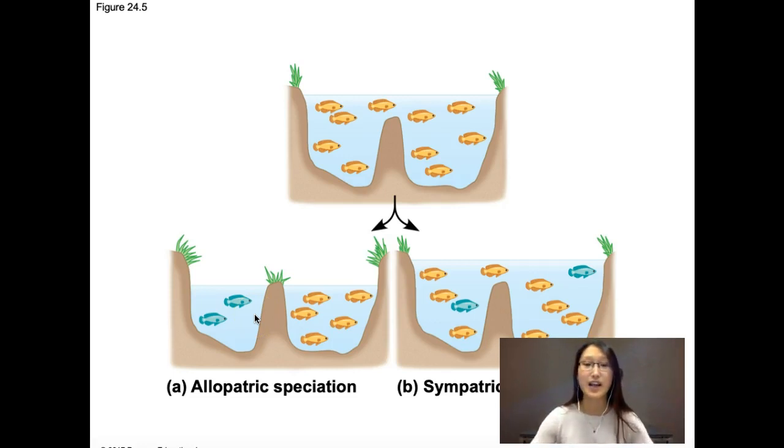Sympatric speciation happens when the original population becomes two different species without the geographical barrier. So there's still gene flow that can potentially happen, but for some reason, there's enough changes between certain individuals within the population that they eventually become two different species, that they can no longer have gene flow even though they're in the same area.